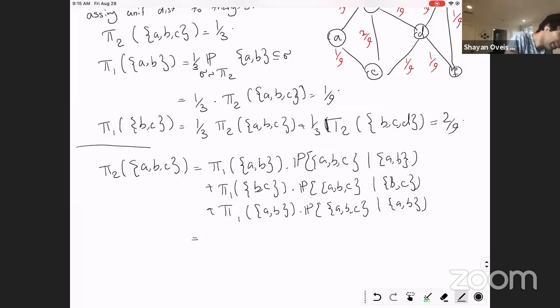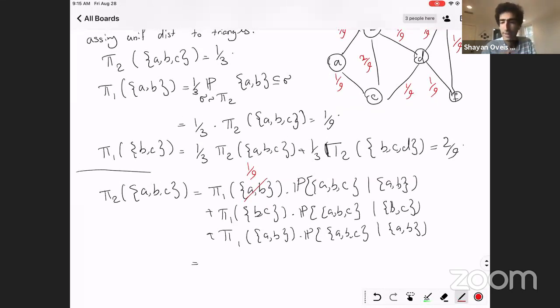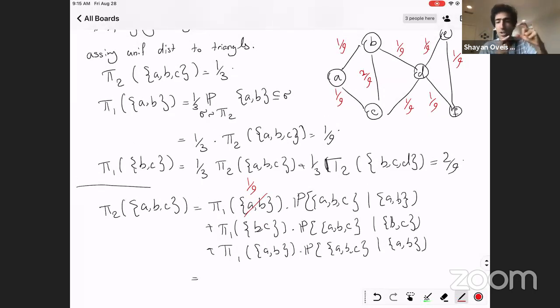So this is the first line. This is 1/9. What about the probability of ABC conditioned on AB? What do I mean by that? I mean that you have this edge AB, and now you want to choose a triangle based on AB. So you look at all triangles that contain AB, and I choose one of them with probability proportional to the weight of that triangle. In this particular case, there's only one triangle which has AB, so this guy will be 1. Then this is 2/9 now.